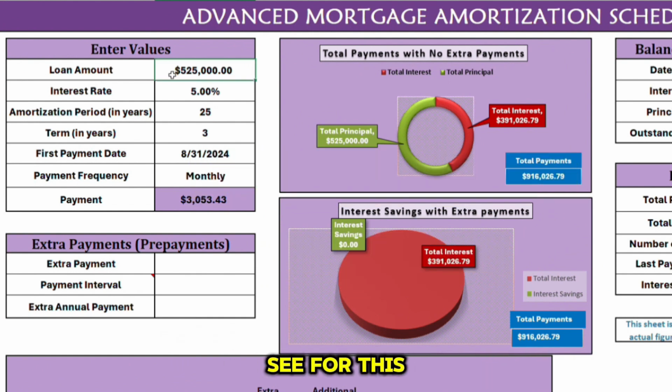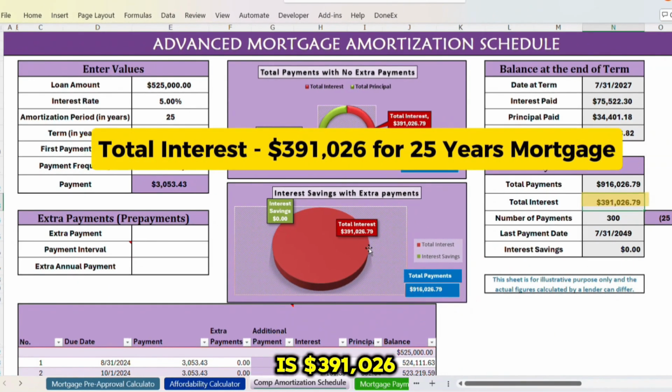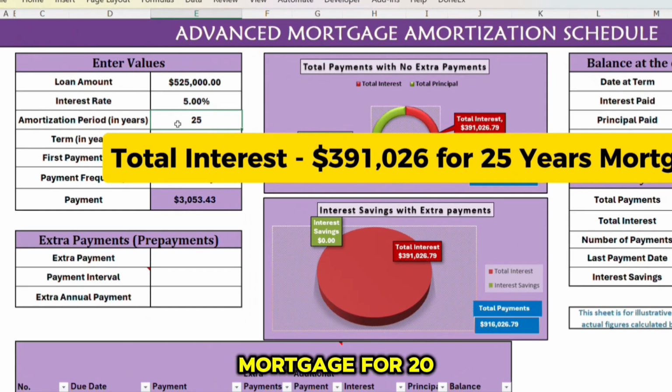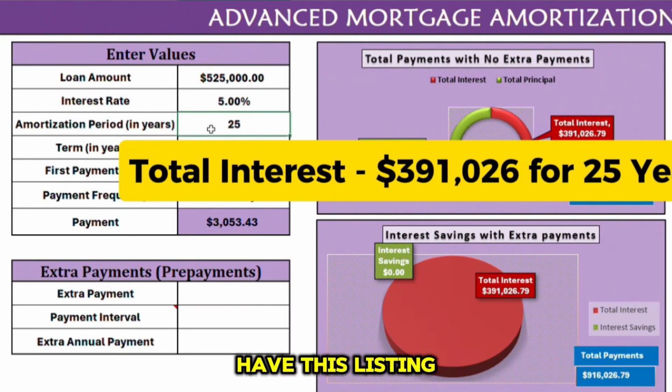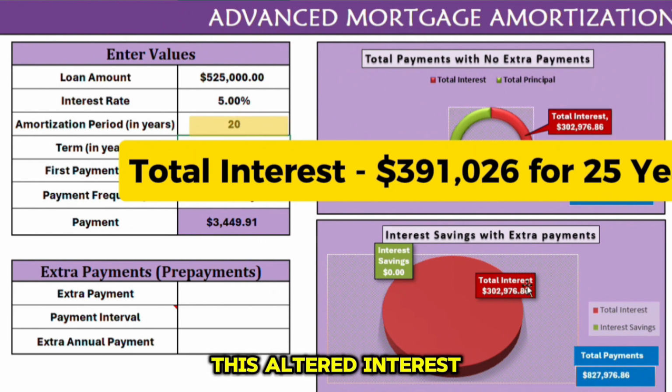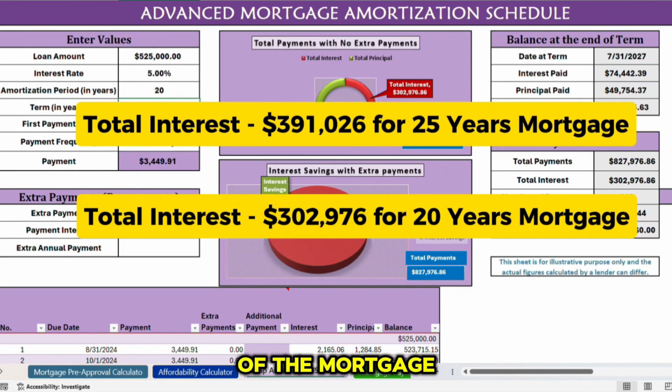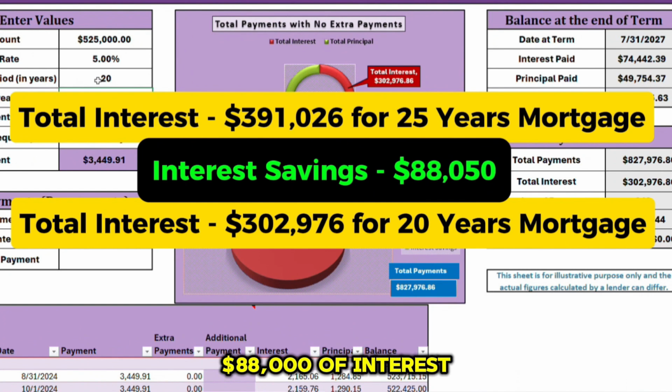So if you see, for this $525,000 mortgage for 25 years, the total interest you would be paying over the lifetime of the mortgage is $391,026. But if you just take this mortgage for 20 years, or if you have this existing mortgage refinance it into 20 years, the total interest that you'll be paying in the lifetime of the mortgage is around $302,976, which means a saving of around $88,000 of interest.